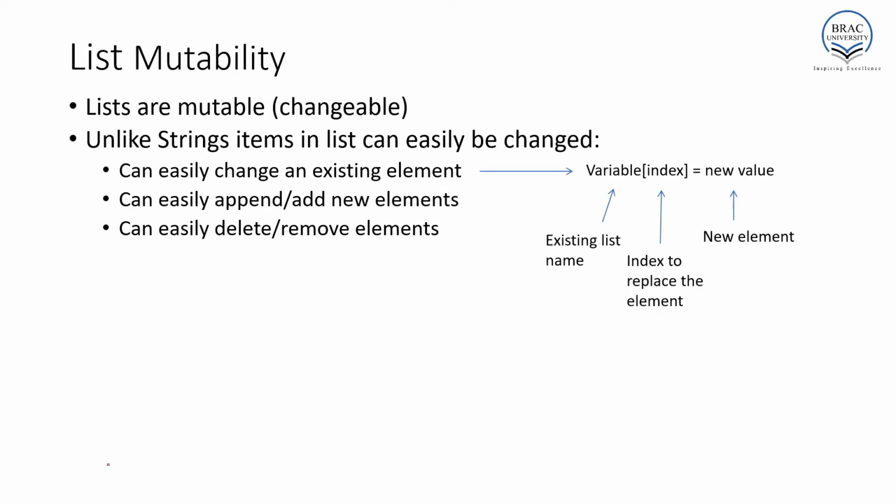We have previously learned about string mutability. Here we'll learn about list mutability. Strings were immutable, meaning once a string has been created, we could not modify, change or alter the characters in a string. However, lists are mutable, meaning I can change the elements inside of a list. I can add elements, I can delete elements, I can also alter the elements.